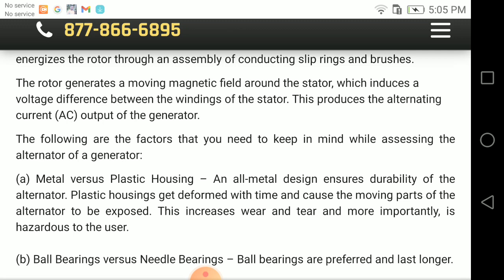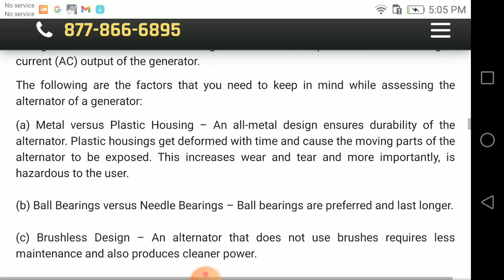The following are the features that you need to keep in mind when assessing the alternator of a generator. Metal versus plastic housing. An all-metal design ensures durability of the alternator. Plastic housing gets deformed with time and causes the moving parts of the alternator to be exposed. This increases wear and tear and, more importantly, hazards to the users.